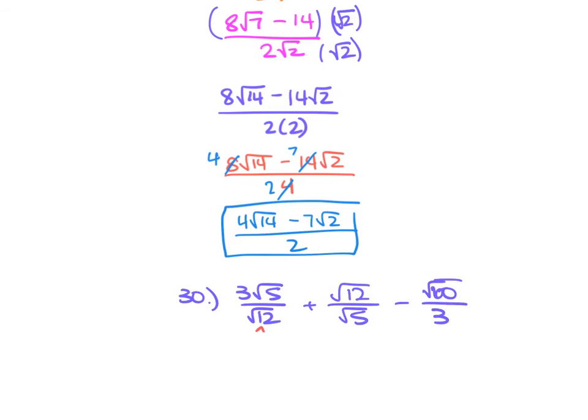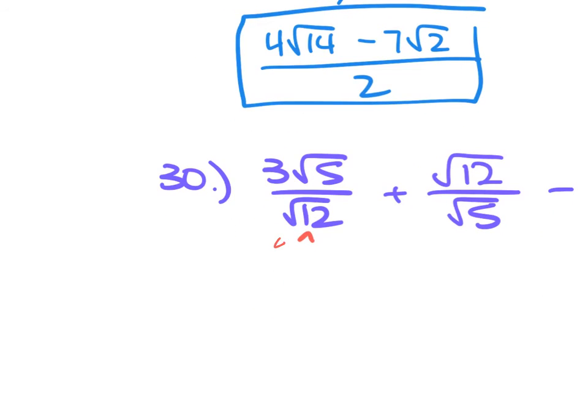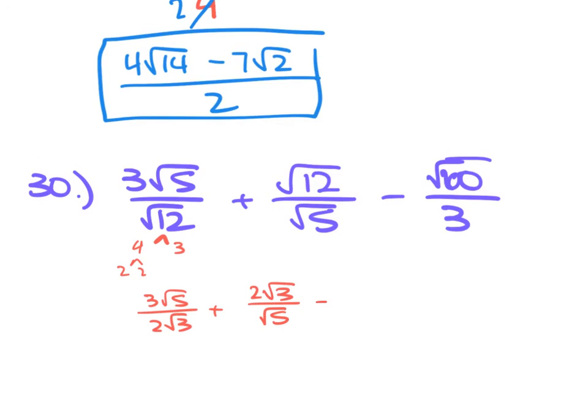The 12 is 4 and 3. So 4 is 2 and 2. This is 3 square root 5 over 2 square root 3 plus 2 square root 3 over the square root of 5 minus the 60 is 6 and 10. 10 is 2 and 5. 6 is 3 and 2. So 2 2's. So this is 2 square root 15 over 3.